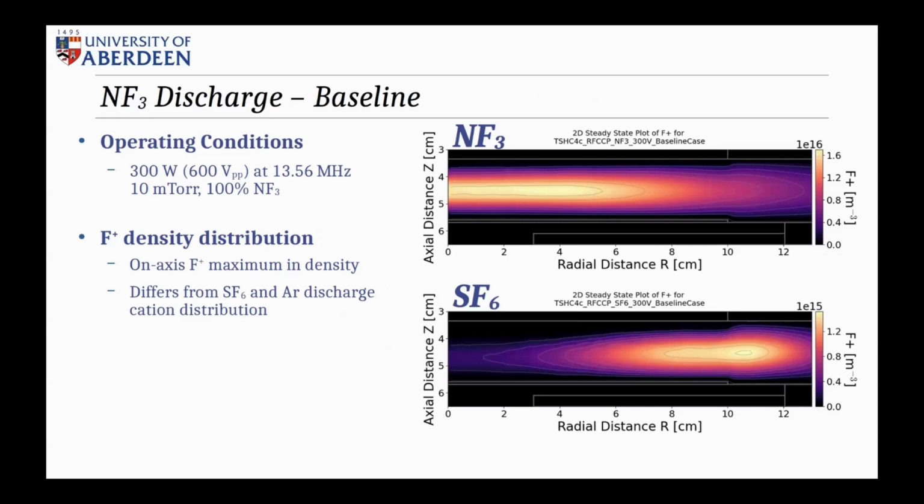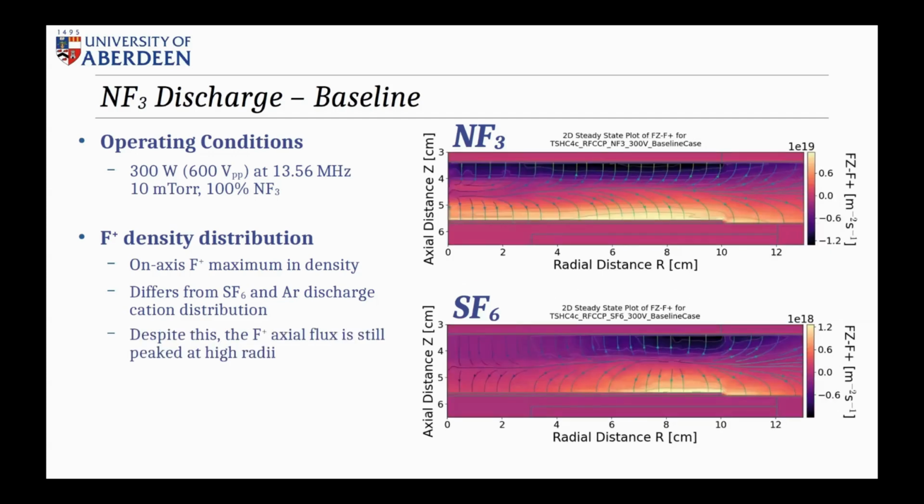So changing the gas from SF6 to NF3, what we found is the NF3 actually dissociated slightly better, and so the F plus was able to penetrate further into the center of the discharge, and you've got a different distribution of your density and your F plus ions. This was unexpected. However, it does seem to follow from what we've seen previously with other NF3 SF6 discharges at higher powers. Normally, SF6 tends to dissociate further. At lower powers, this seems to follow.